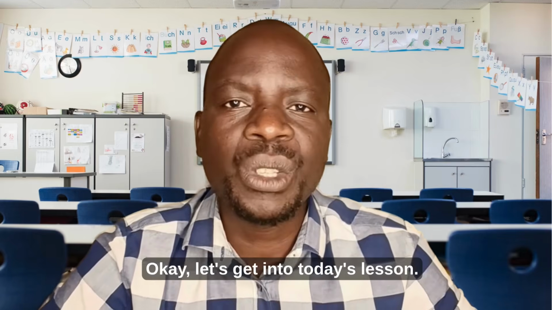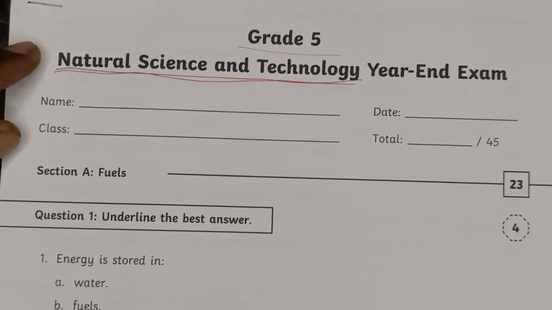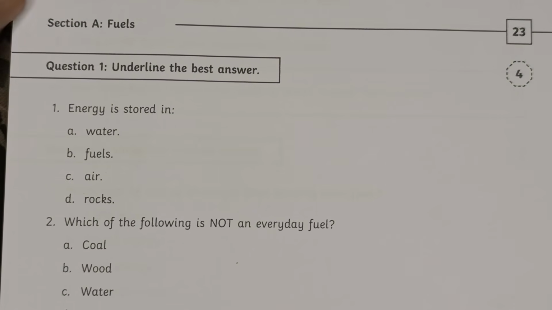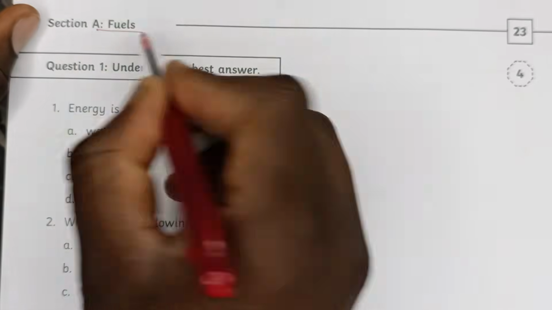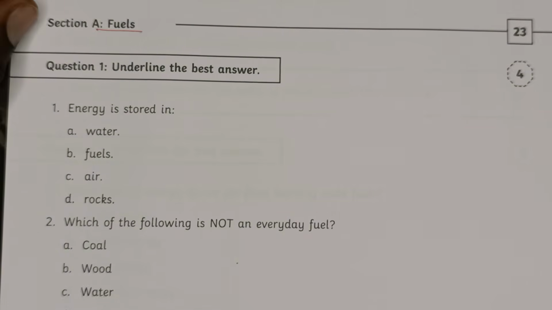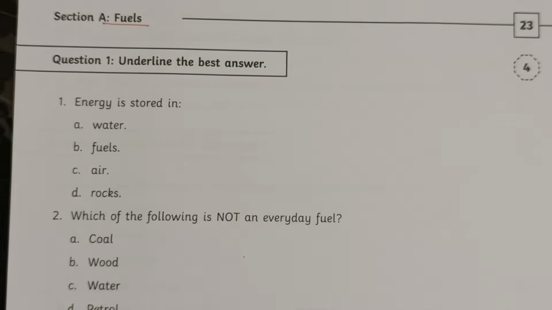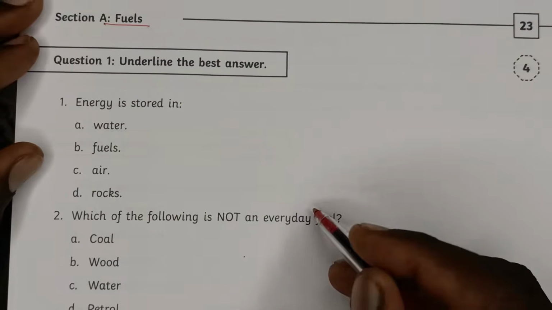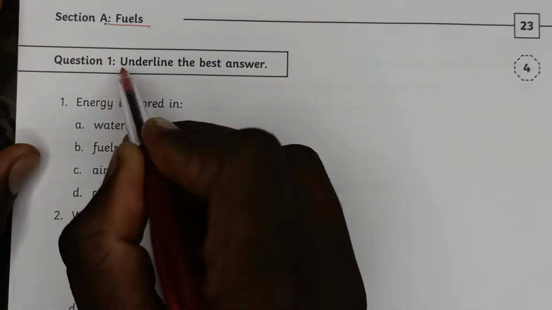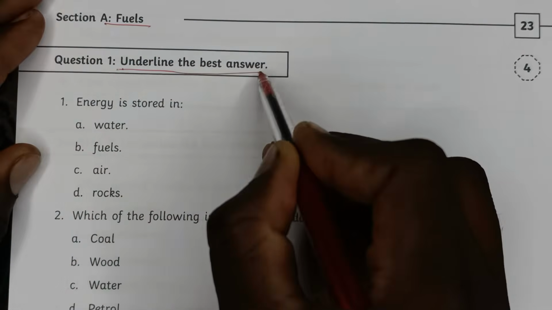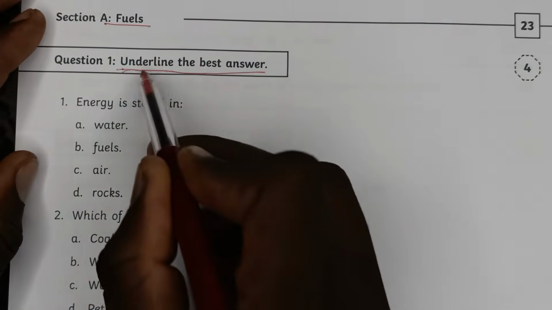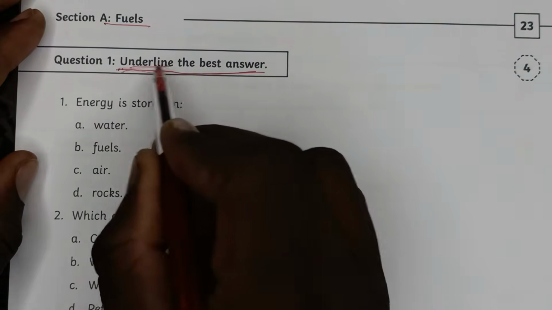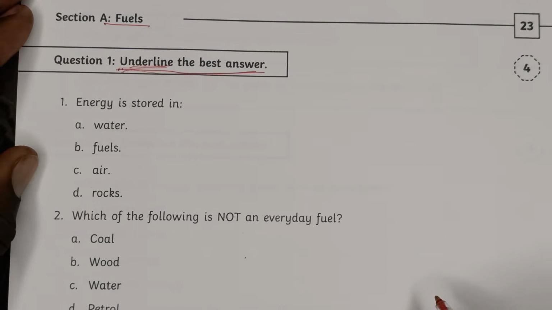Okay, let's get into today's lesson. All right, let's quickly go to section A, question 1. Section A, we will be talking about fuels. So our focus will be mostly on fuels. Question 1 says, underline the best answer. So this means that it is a multiple choice question. You just underline the best answer.